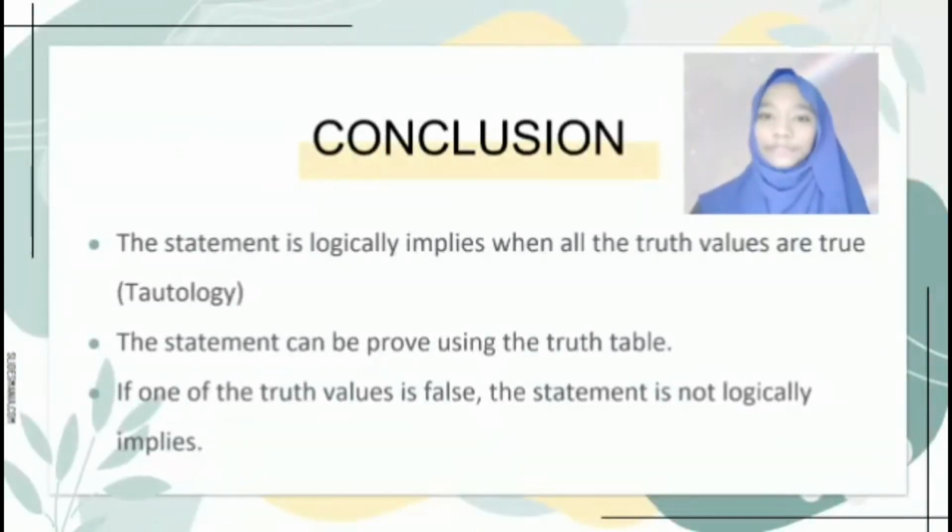In conclusion, the statement is logically implies when all the truth values are true, or it is called a tautology. So the statement P implies Q is logically implies when all the truth values of P implies Q are true by using the truth table. However, if one of the truth values is false, the statement is not logically implies.